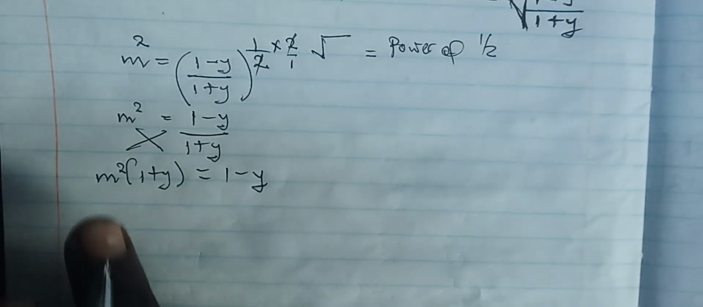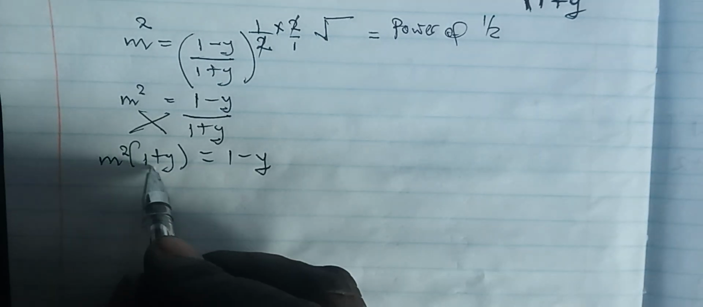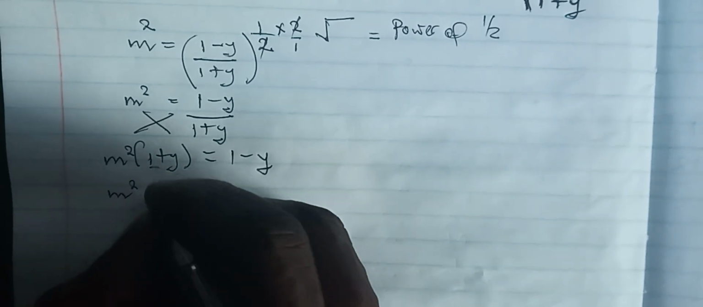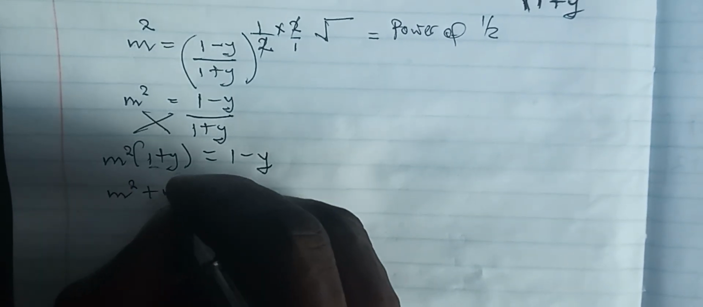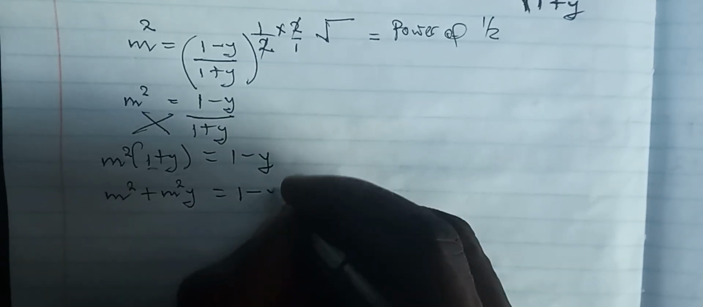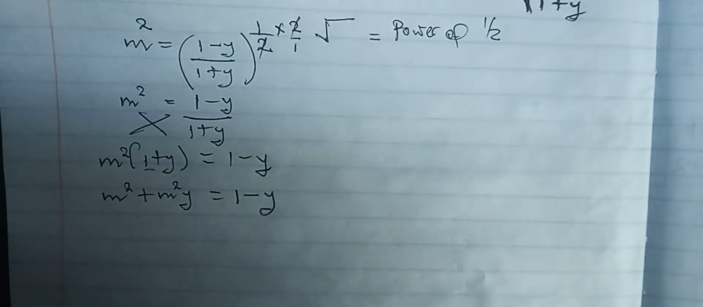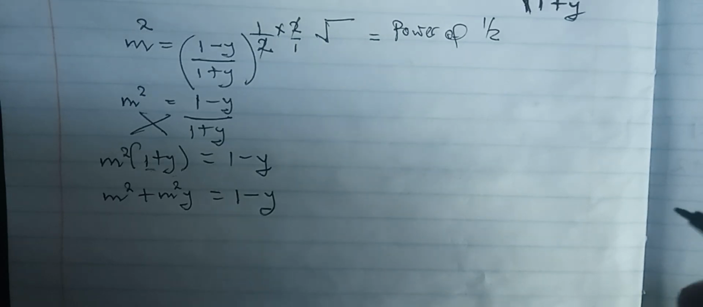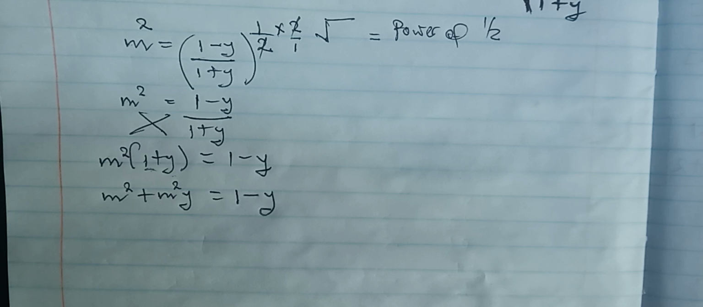And then we remove the bracket, we multiply everything within the bracket by m squared, and we are going to have m squared plus m squared y is equal to 1 minus y. And after this, we are going to group the like terms, all the terms in y, we are going to put them on one side.